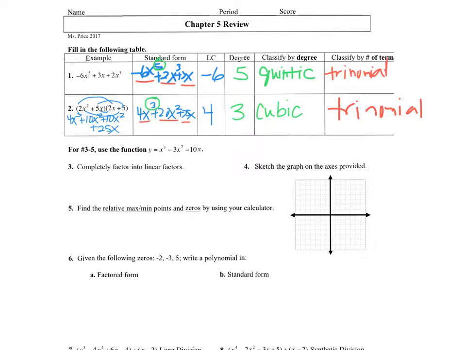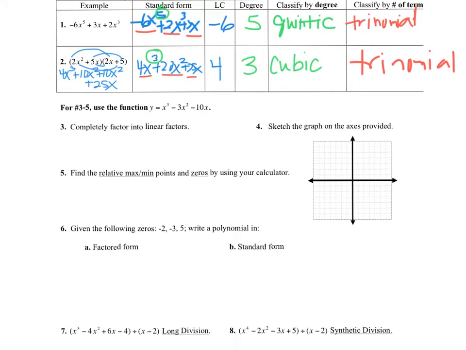All right, let's look at 3, 4, and 5. They all go together, and they go with this polynomial right here. The first thing we need to do is completely factor this. Don't forget, when you factor, you need to factor out a GCF. You're getting really good at factoring. Go ahead and factor an x out first, and you're left with x squared minus 3x minus 10.